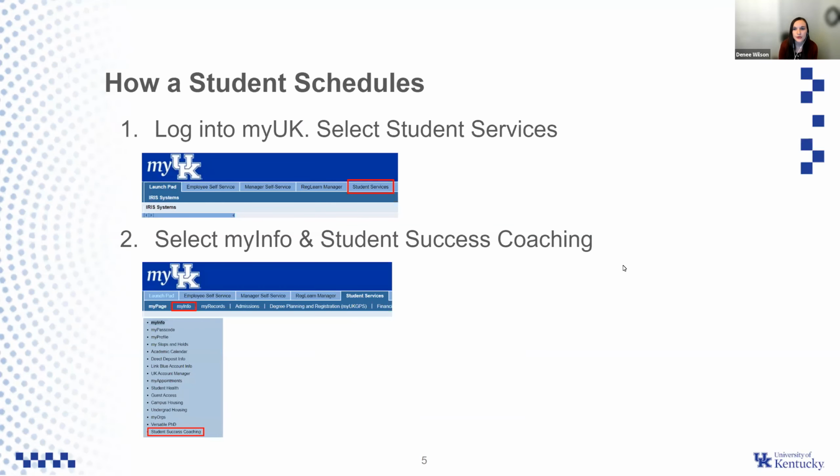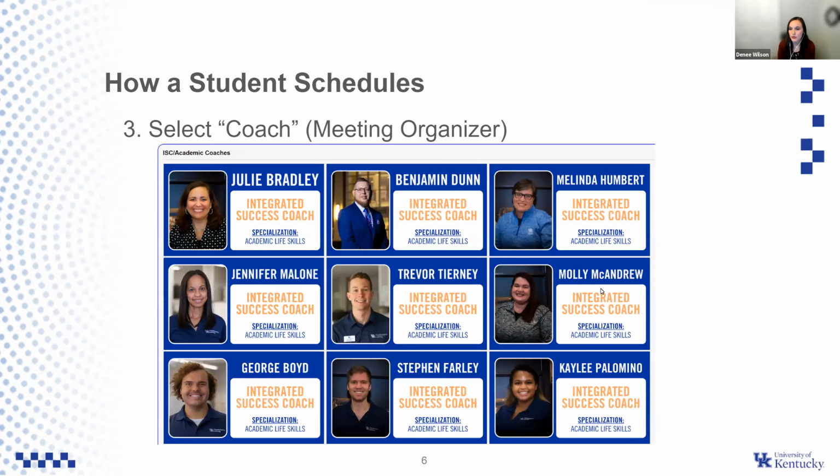So I want to share with you first how a student schedules using Sumo, and then we'll dive into what it looks like from the appointment host or coach's perspective. So as a student, what I would do is log into my UK and select the Student Services tab. And then there's an option at the bottom there. You'll see Student Success Coaching. And when they click that, they go to this scheduling page.